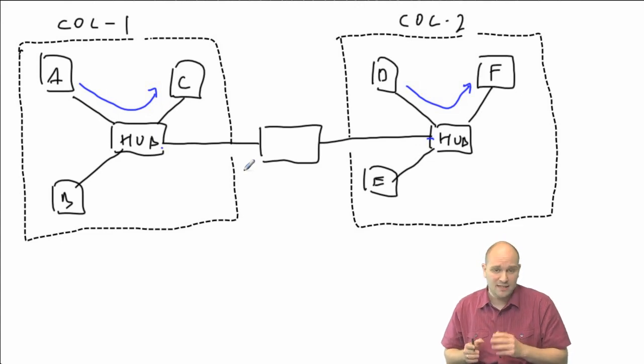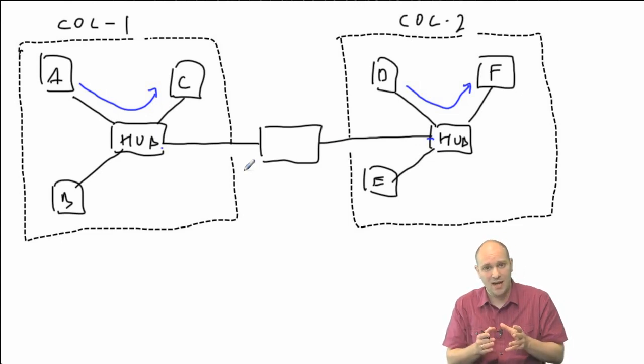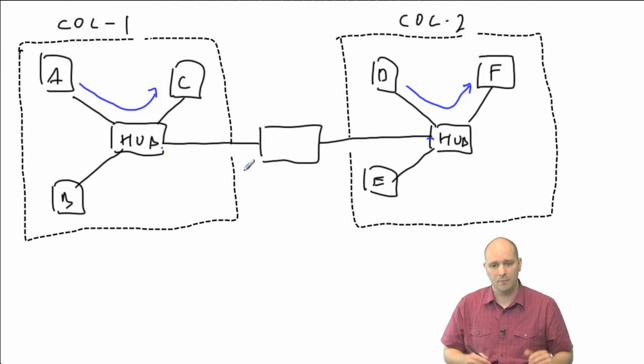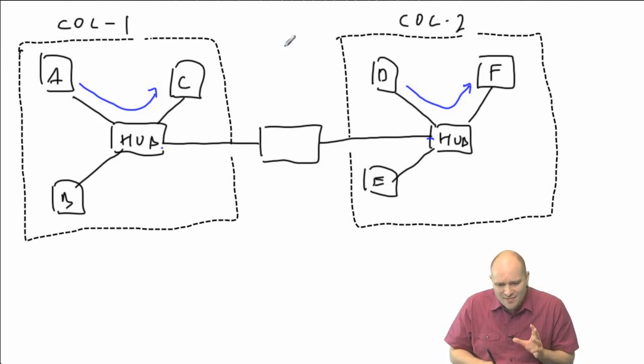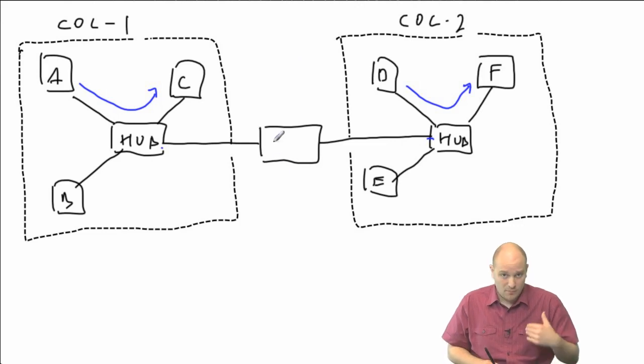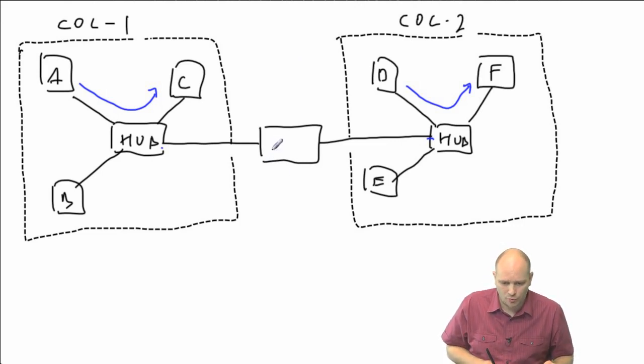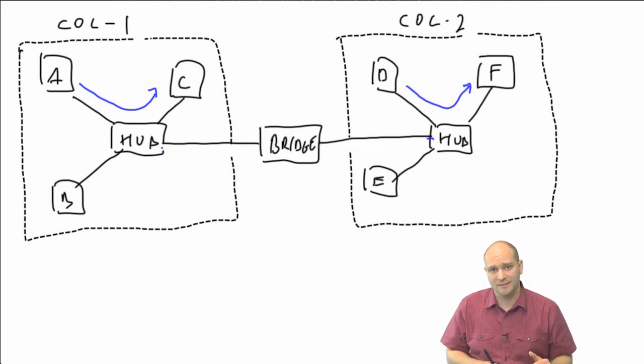That means that A could speak at the same time when D is speaking. Overall, we have increased the available bandwidth in our network. This device here that accomplished this feature was called a bridge. Bridges are designed to break apart collision domains.